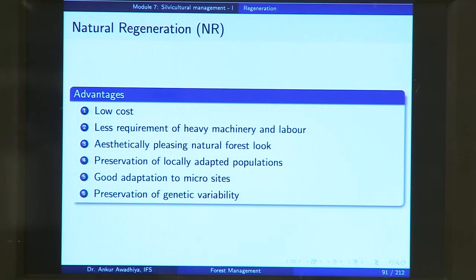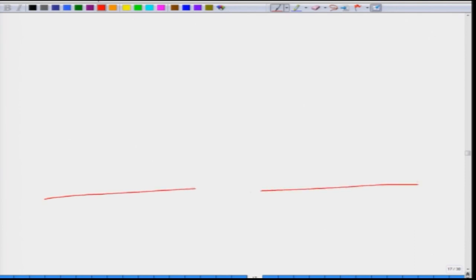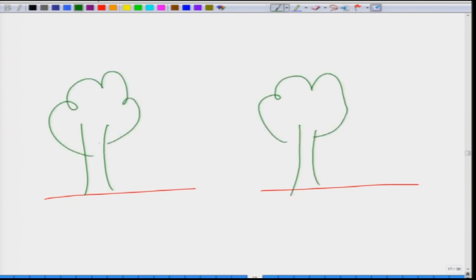It gives you an aesthetically pleasing natural forest look, because this is a natural process. So, all the forests will look like a natural forest when they form. It helps in preservation of locally adapted populations. What does that mean? Suppose you have two sites. In both these sites you have trees of the same species, but probably this site has more drought-like conditions and this site has more waterlogged conditions.